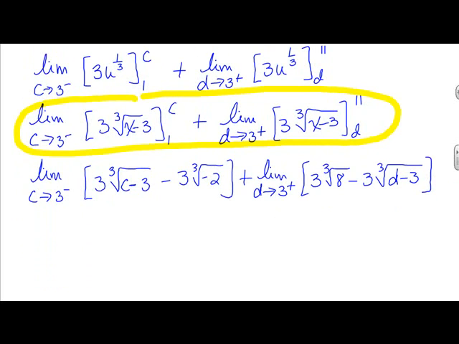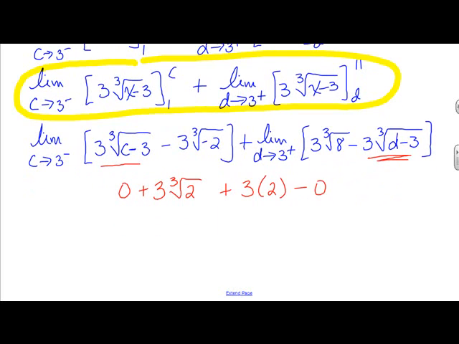Now, as c approaches 3 from the right side, this first term is getting closer to 0. Excuse me, I said from the right side, I mean from the left side. This limit, as c approaches 3 from the left side, the first term of that quantity is going to 0. The second term is going to positive 3 times the third root of 2. You could pull out that negative if you choose to. And then in the next limit, we've got 3 times the third root of 8. The third root of 8 is 2 minus, and that term is also going to 0. So we have another limit that converges to the quantity 3 times the third root of 2 plus 6.